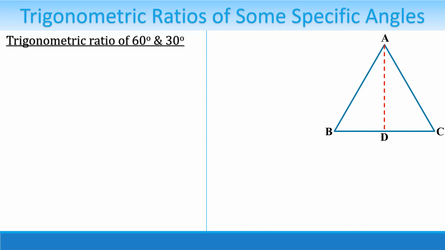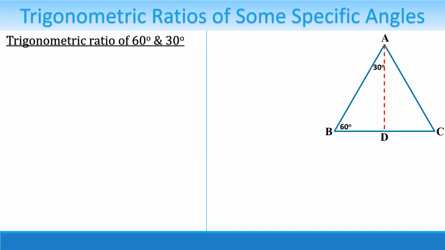AD bisects BC, meaning AD divides BC into two equal parts, which means BD is half of BC. And also AD will divide the angle A into two equal parts. So the complete angle A was 60 degree. Now the portion which we get as angle BAD or CAD will have the measurement of 30 degree each. So this angle B is 60 degree now, and angle BAD is 30 degree.